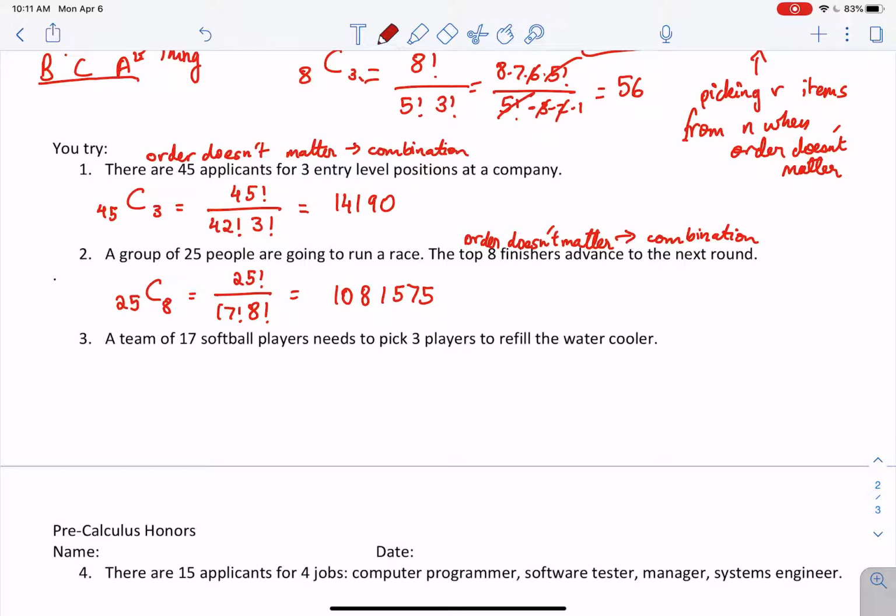Same thing here. Next one, order doesn't matter again because it's just picking 3 out of 17. It doesn't matter which one. So this would be 17 factorial divided by 14 factorial times 3 factorial. And that's 680.